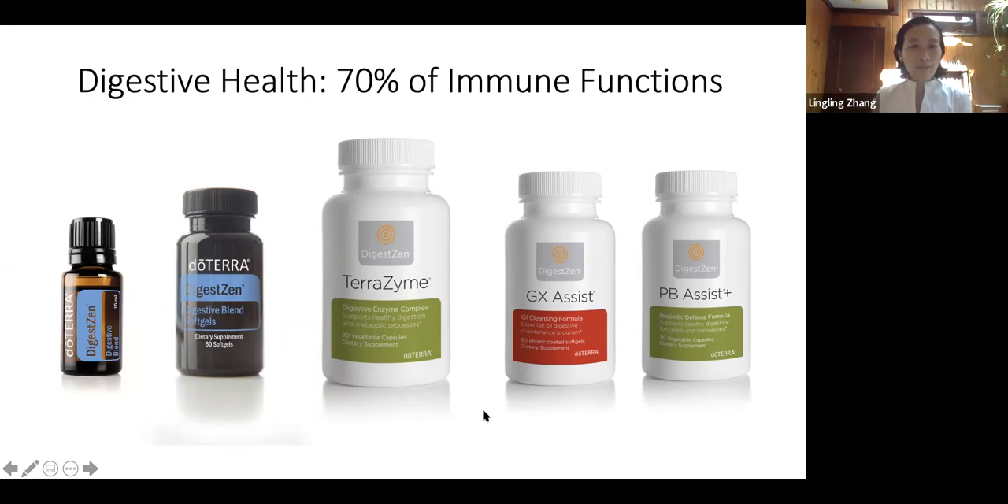Now on the left side are 2 oils, Digestin and Digestin soft gel. They're basically the same thing, but one is in the oil format, one is in the soft gel format, so you can swallow it easier. Okay, so this is digestive, which is important for all your other body functions.